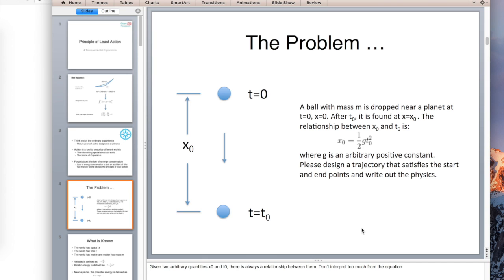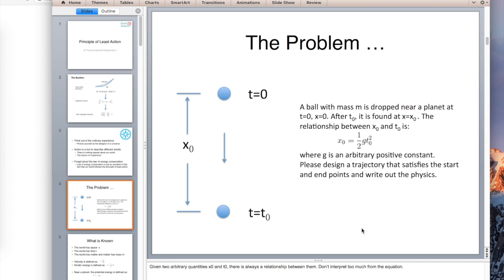More formally, the problem is a ball with mass m is dropped near a planet at t equals 0, x, which is the position, equals 0. And after t0, it is found at x equals x0. And there's the relationship between x0 and t0, which is that x0 equals 1/2 g t0 squared, where g is an arbitrary positive constant. Please design a trajectory.